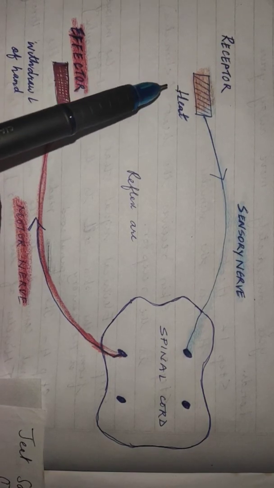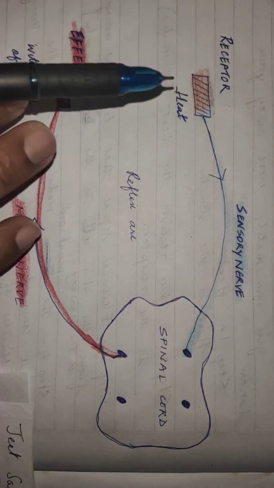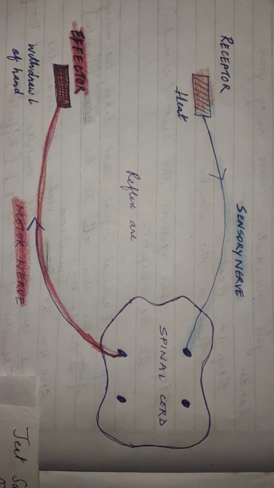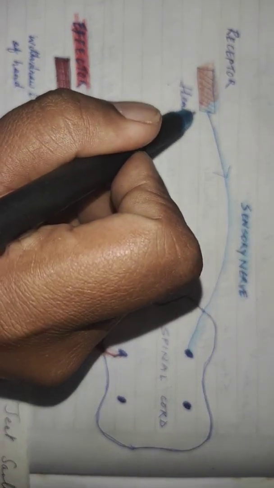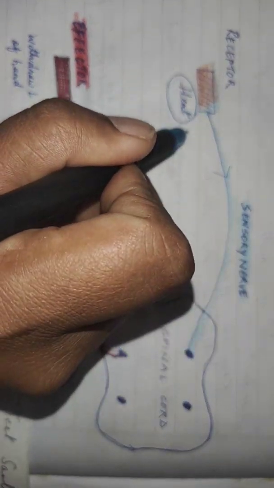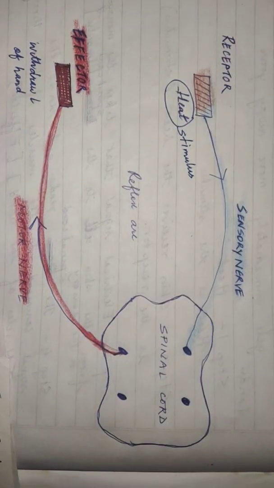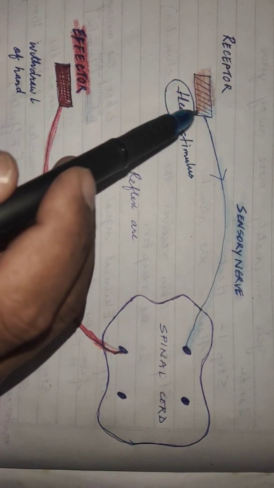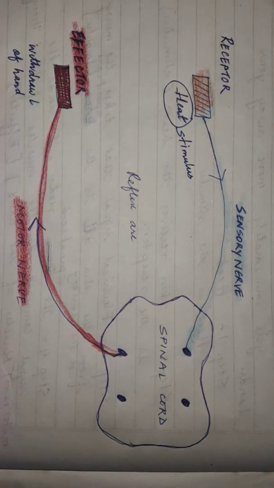So let us take an example. When you touch a hot utensil, you immediately move away your hand. So heat is the stimulus. The hand receives the heat.